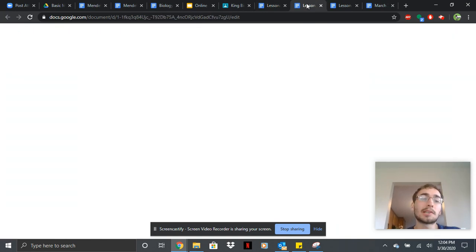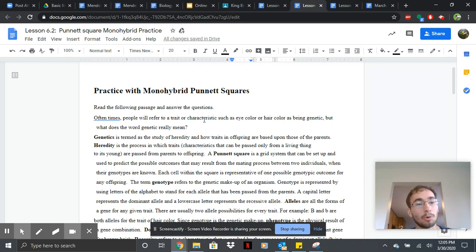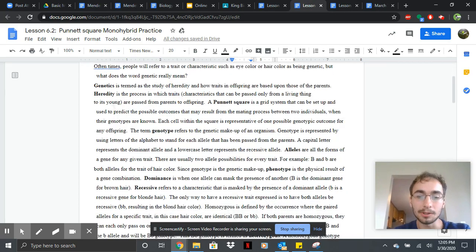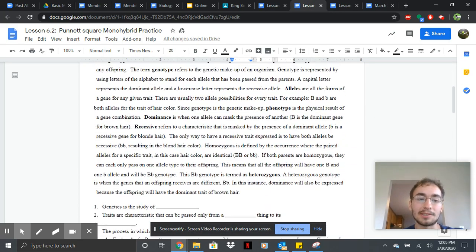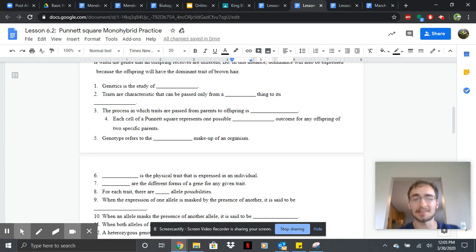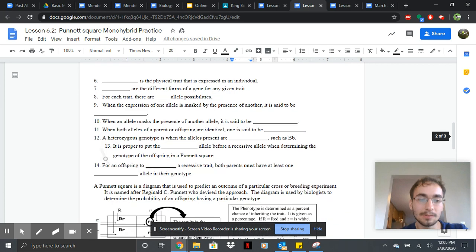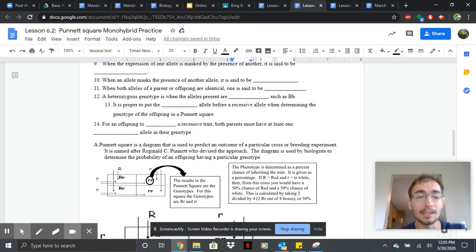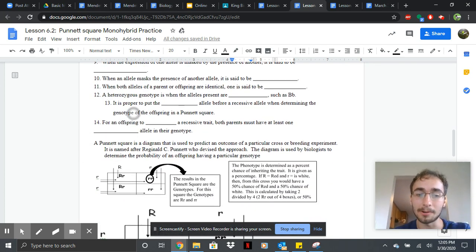And then for the second one, we're going to talk about more practice with Punnett squares. It's going to basically be a fill in the blank. Read the article, fill in the blanks. Most of the answers are highlighted, so I thought that was nice. Genetics is the study of blank. What are traits? Fill in those blanks. And then it's going to dive into what Punnett squares are all about.